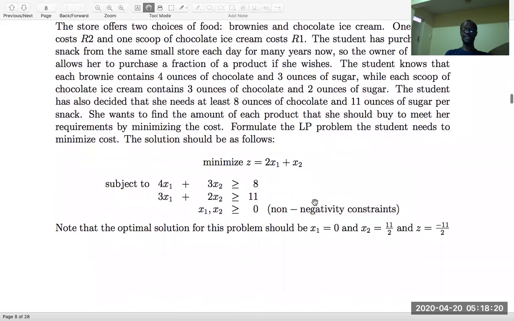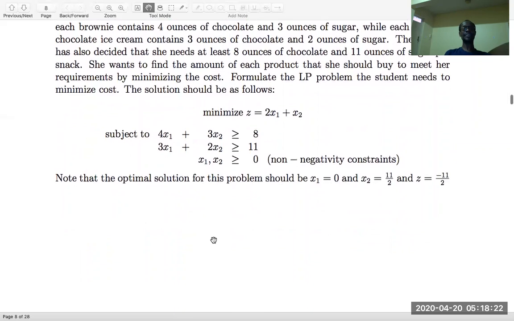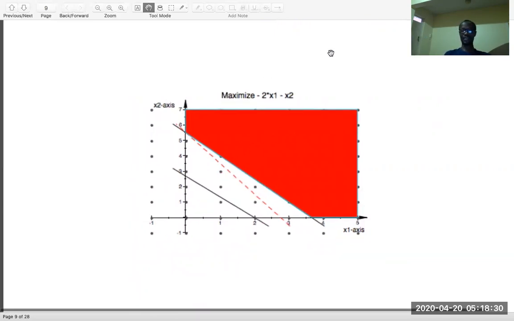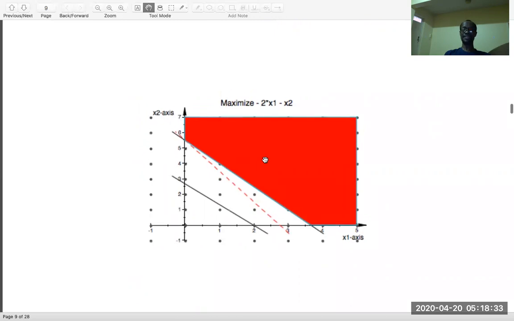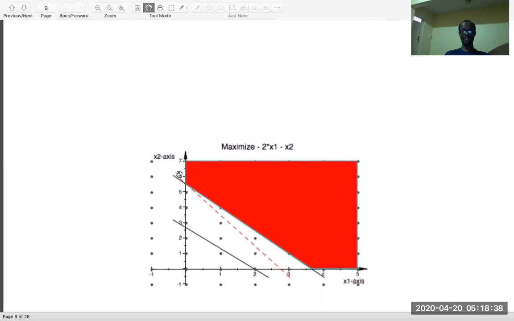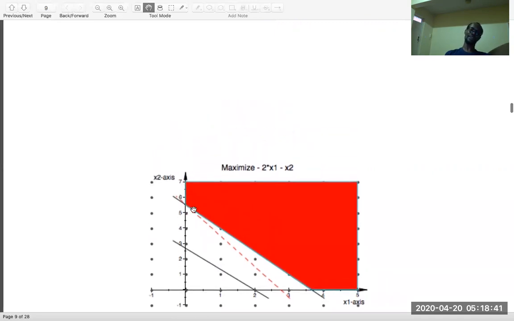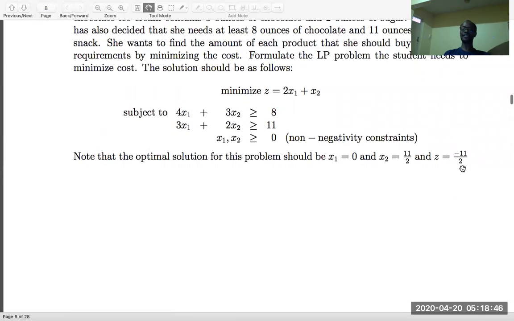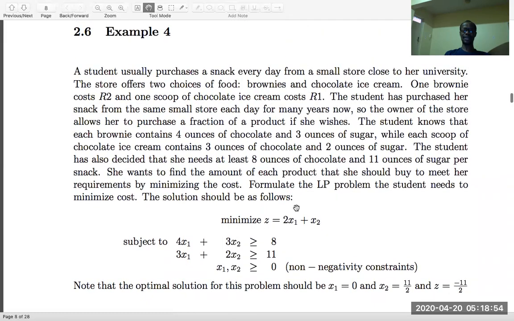Now, since you are minimizing, you are finding the minimum point, okay? So if you do that and you plot your area, you see that if it was a maximization, it would be unbounded because it's just all this area. But since we are minimizing, we are looking for the lowest point. And the lowest point in our feasible region is this point, which gives us a minimum of 11 over 2. X1, you are making nothing, and it means that the student should only be buying X2, right?